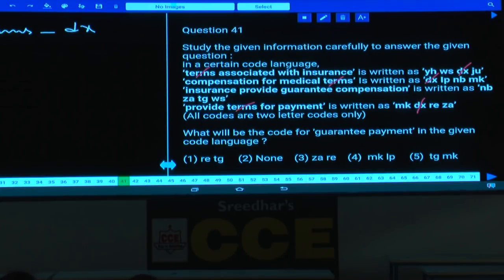Then compare the first and the third statements. Associated with insurance, insurance provide guarantee compensation. What is the word which is common here? Insurance is the word which is common. Then what is the code common between these two? The code which is common between these two is YHWSJU and YHWSJU. WS is common between these two, and the code to the word insurance is WS. Done with this? Insurance is WS. Then if you compare the first and the fourth, associated with, between these two no word is repeated in any of the remaining sentences, and the code for these two is what?